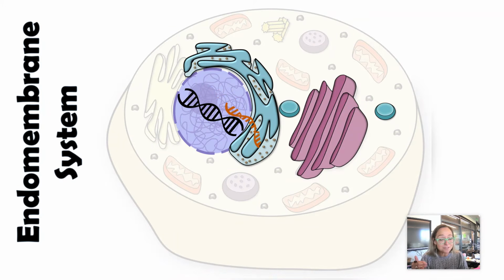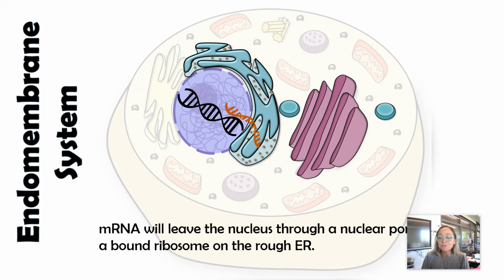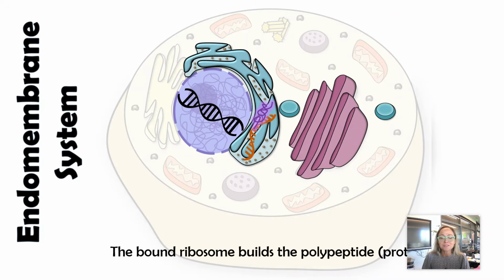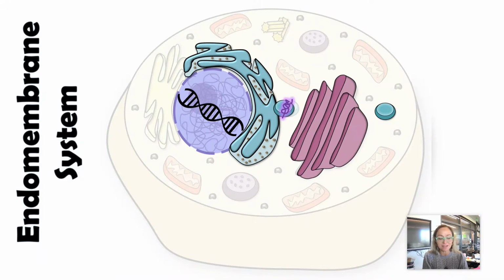It's going to find a ribosome, a bound ribosome on the rough ER. Now, that bound ribosome is going to then read the messenger RNA, and it's going to synthesize, or build, a protein or a polypeptide. And I have it here in purple for you. That's a cute little polypeptide made by the ribosome. Now, it's going to be carried in a transport vesicle. That little blue circle you see there, you can think of it like a taxi for the cell. It's going to carry the polypeptide from the rough ER to the Golgi.